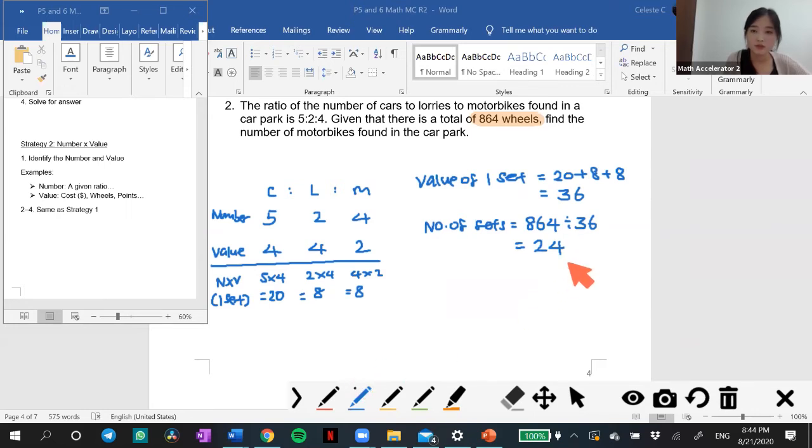So what do we do next? Look at what they're asking you for. Find the number of motorbikes found in the car park. So they want the motorbikes. So motorbikes you have how many in one set? You check your table, look at the number. So number is 4. So in one set, 4 motorbikes. Total you only have 24.